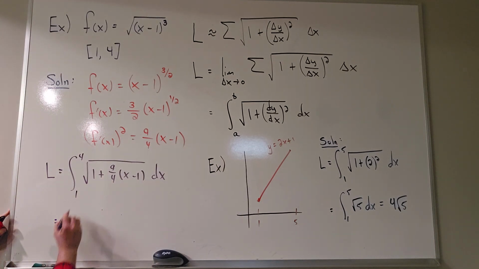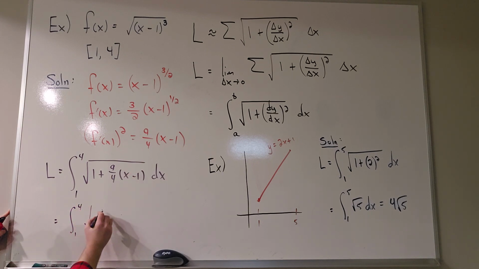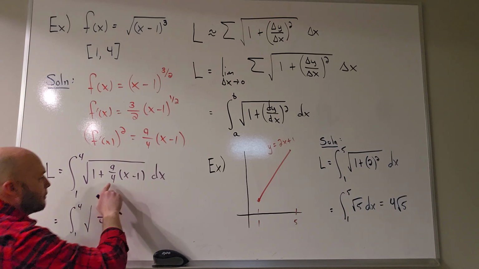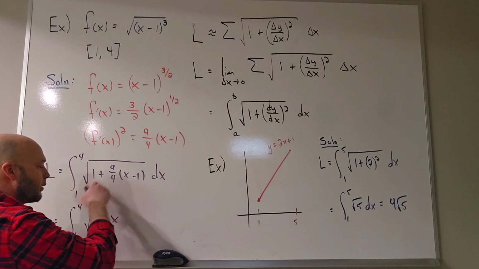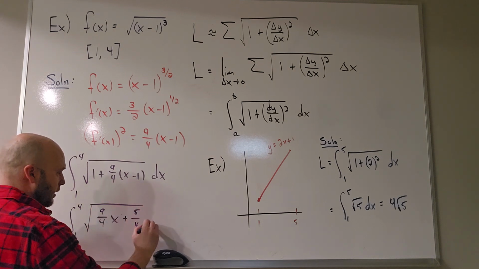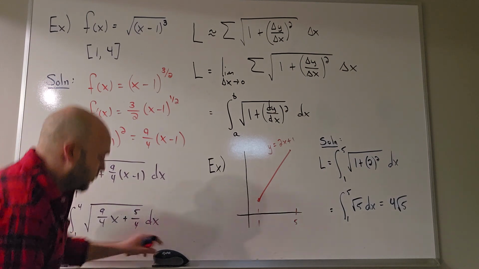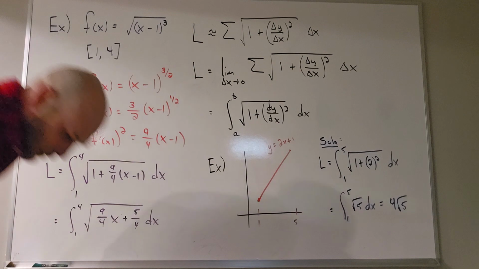And if I distribute through the parentheses inside of the radical, I would get the square root of 9/4 x, and then I'd have minus 9/4 plus 1, which would be plus 5/4, dx. And then we can integrate that using a substitution.